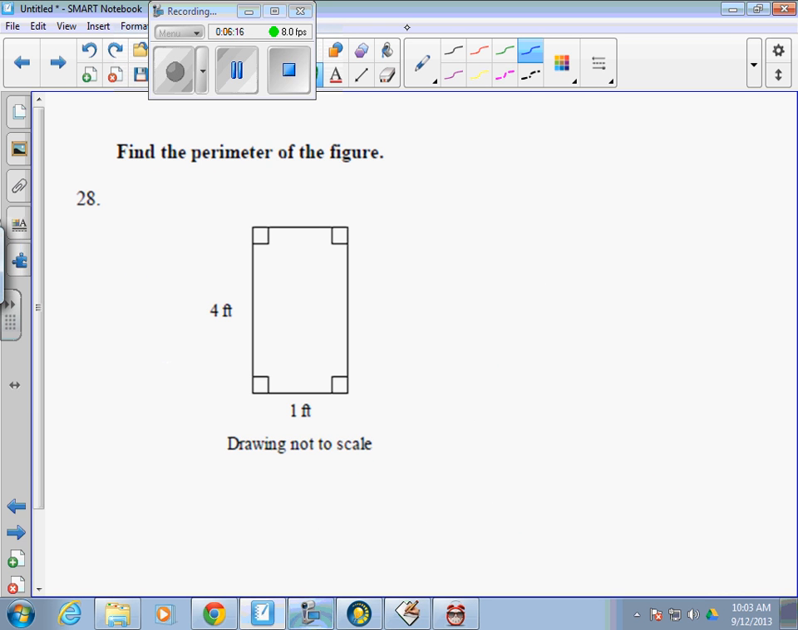Finding the perimeter of this figure. We've dealt with perimeter for several weeks now. It's equal to 2 times the length plus 2 times the width. Remember, it doesn't matter which one you call length and width, but just out of habit, call the long one the length. It's not going to make it wrong otherwise.